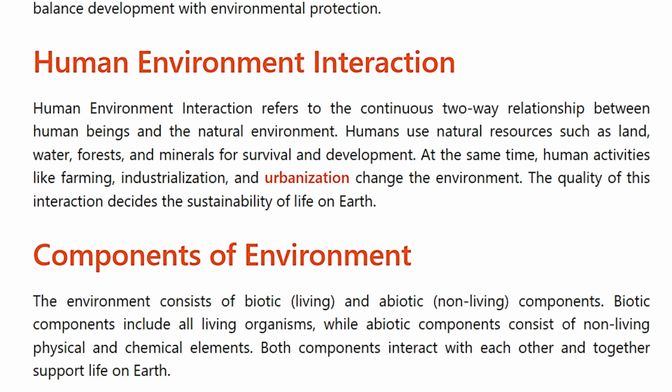Components of environment. The environment consists of biotic (living) and abiotic (non-living) components. Biotic components include all living organisms, while abiotic components consist of non-living physical and chemical elements. Both components interact with each other and together support life on Earth.